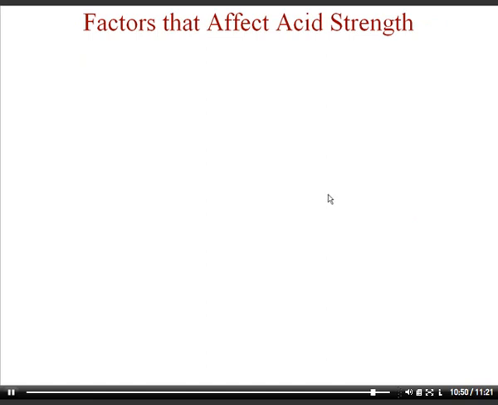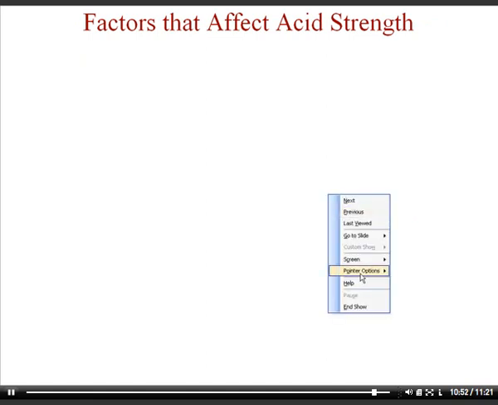Now we're going to stop the PowerPoint here, and I'll have a part 2 lecture later on, because this lecture is going longer than the 30 minutes that I typically have. So we're going to stop the lecture here, and we'll continue it in part 2 on factors that affect acid strength.